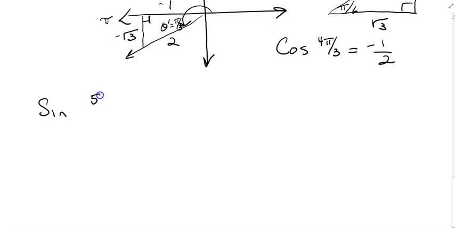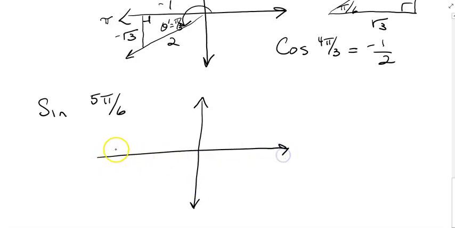Sine of 5 pi over 6. Okay, 6 pi over 6 gets me to here. 5 pi over 6 is just short of that. In fact, how much? It is exactly pi over 6 short of that. So my reference angle is pi over 6.